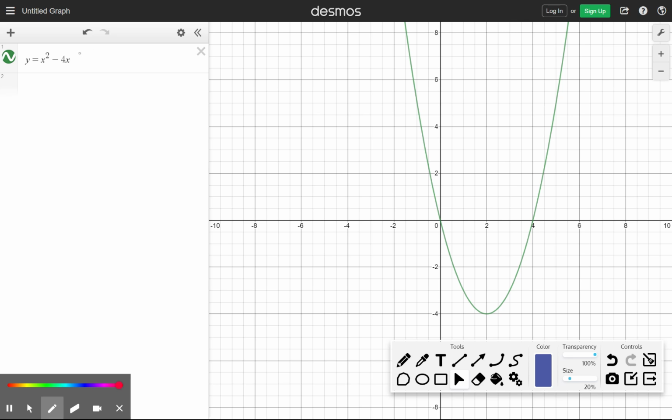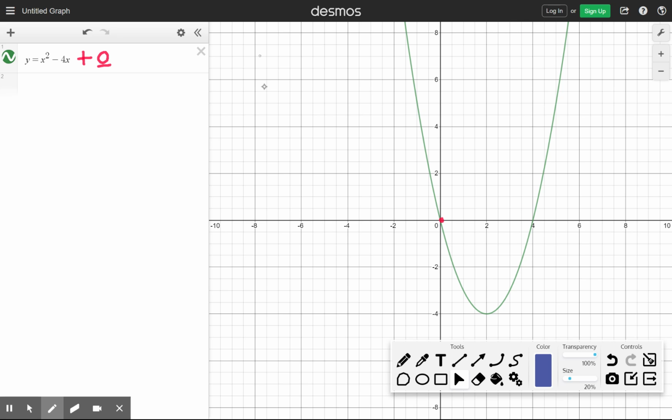I don't see any constant. So you can think of that as plus 0. So it's telling us that the y-intercept is going to be 0. And you can see that it is. It goes through a y value of 0 along the y-axis.